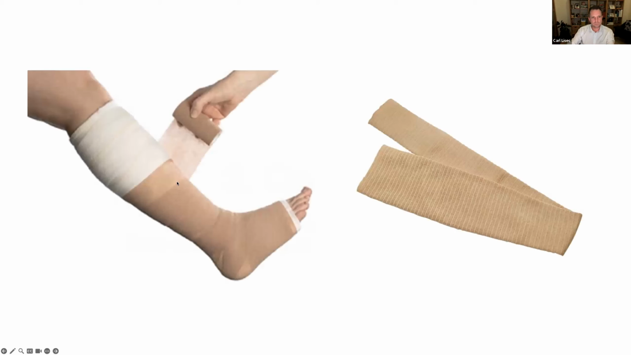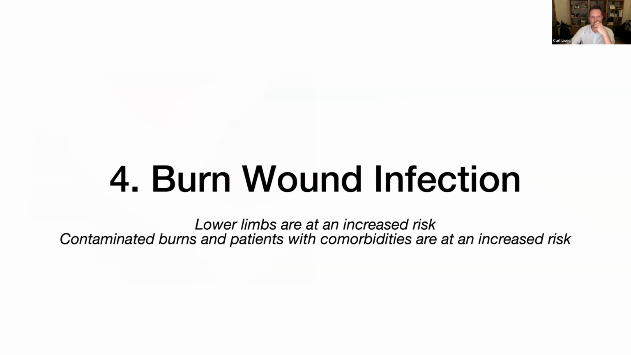So these are the sort of things we use on lower limb burns. There are these Pro-4 multi-layer dressings on the left, or you can just use tubular bandages, Tubi-Grips. 1 or 2 layers would suffice over the top of the burn dressings.